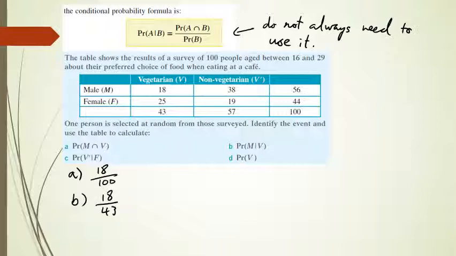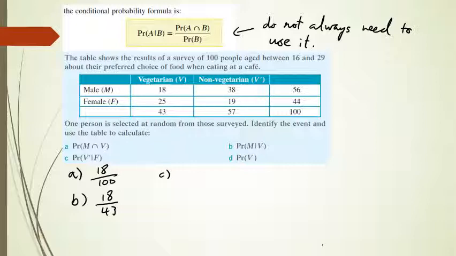If I was to use a formula, what I would be doing is 18 over 100, as in the first one, divided by 43 over 100, because we want the intersection of it divided by the other one. So you don't always have to use a formula. If you're given a table especially, quite often you can just read it and see what it is.